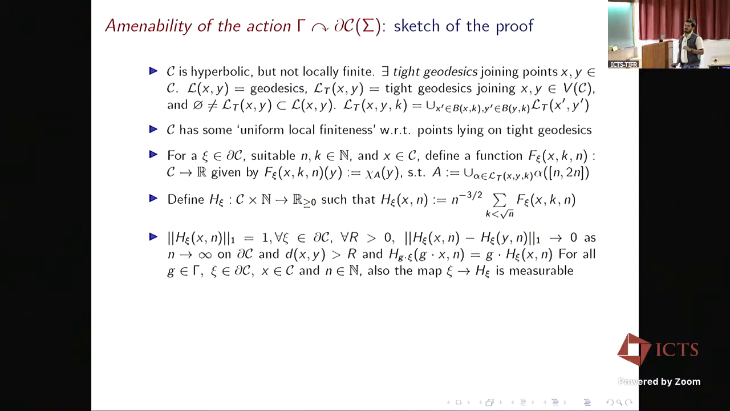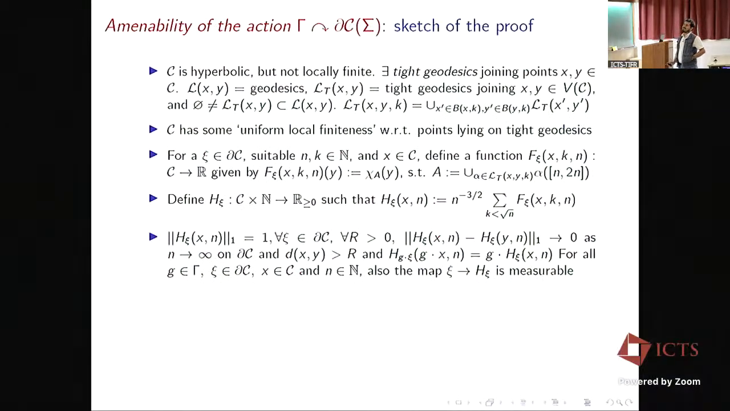Now, also to define the measures, earlier I used the properness because the sets that I considered were finite sets, and I could charge them with a uniform probability measure. That's not something I can do on these sets, and I can have a sequence of such probability measures. So even though C is hyperbolic, it's not locally finite, but there is another version of local finiteness that one can obtain using tight geodesics, which were defined by Bowditch, I believe.